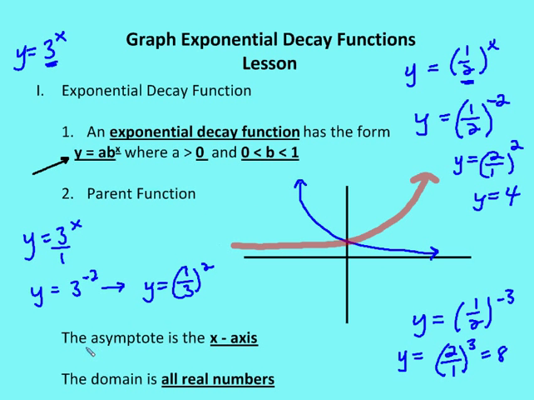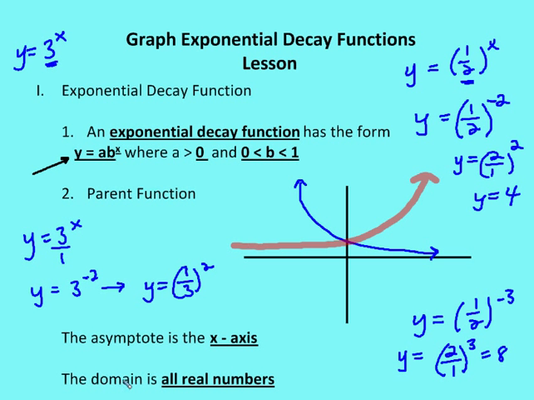All right, so in this case, the asymptote is the x-axis. Again, the asymptote is that value that the graph gets closer and closer to but never touches. Now again, we'll talk about moving the graph up and down and to the left and to the right, so the asymptote is not always the x-axis. But in this case, where y is equal to a b to the x, y is equal to 3 to the x, y is equal to 1/2 to the x, the asymptote is going to be the x-axis.